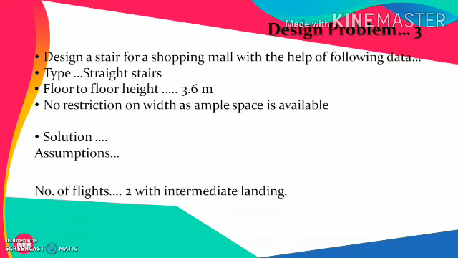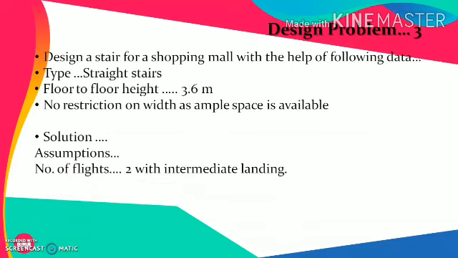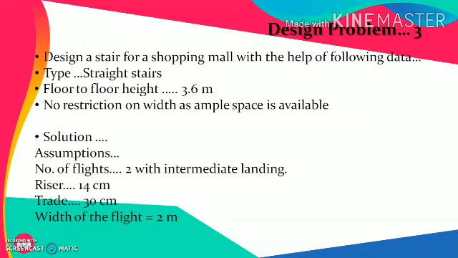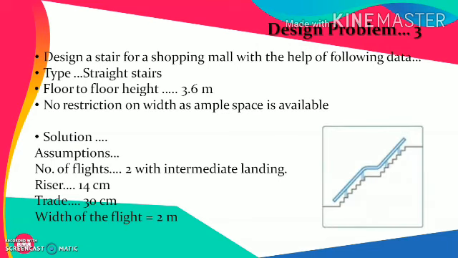So we'll start with certain assumptions. The number of flights we will assume as 2 with an intermediate landing. We'll assume the riser as 14 centimeter while the tread as 30 centimeter. The width of flight we will assume as 2 meter, as it is the minimum width that needs to be provided in case of a public building. So the section will look like this, where we have the straight stair with intermediate landing and side railing for safety.